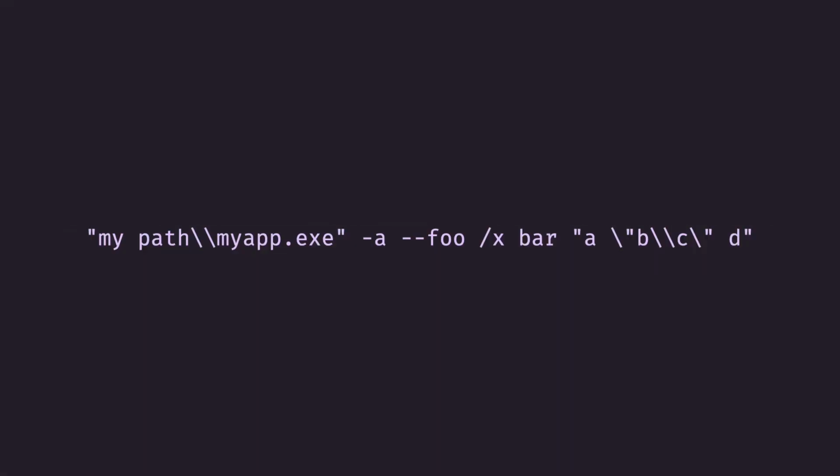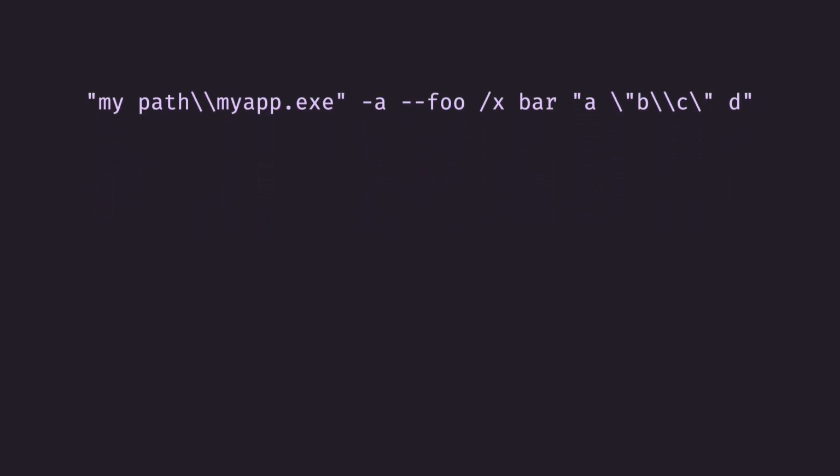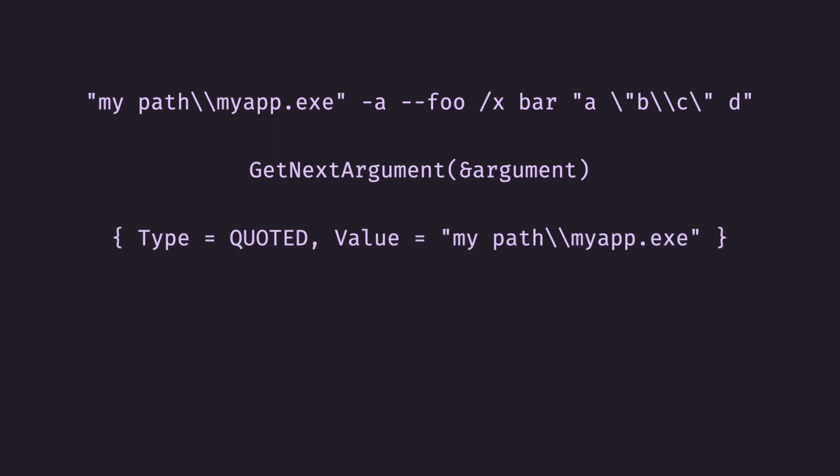I figured before I jump straight into the code, I'm going to show you how my algorithm works based on an example. Let's take this command line argument string right here. What I thought was, instead of iterating twice over it, I'm just going to have a single function that is called getNextArgument. So if I run this the first time, what it will return is an argument struct with a type of quoted to signify that this is a quoted argument, and then with a value of my path and my app.exe. Now, the quotation marks are included in this instance. Basically, I did not want to do some extra parsing to just leave them out.